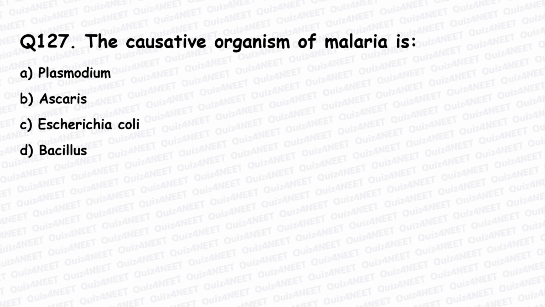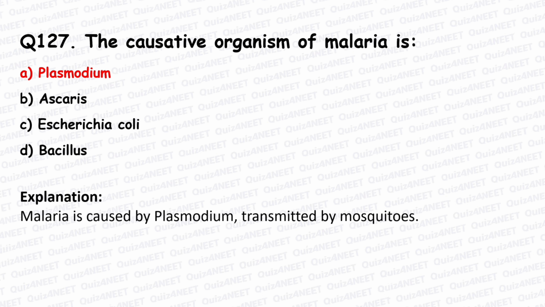Q127. The causative organism of malaria is A. Plasmodium, B. Ascaris, C. Escherichia coli bacillus. Answer A. Plasmodium. Explanation: malaria is caused by Plasmodium, transmitted by mosquitoes.